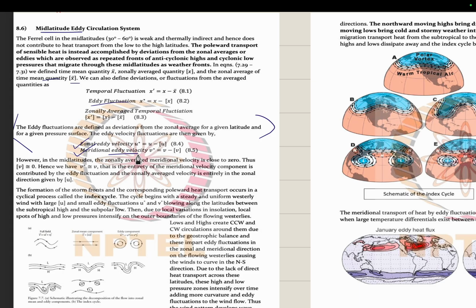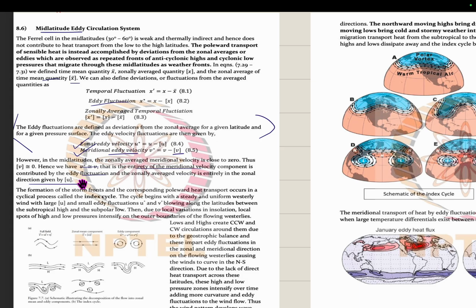However, in the mid latitude region, the zonally average meridional velocity is close to 0. Thus here we can take the v bracket to be 0. Hence the eddy velocity in the meridional direction is equal to v, and the entirety of the meridional velocity component is contributed by the eddy fluctuation, and the zonally average velocity is entirely in the zonal direction, given by u bracket.